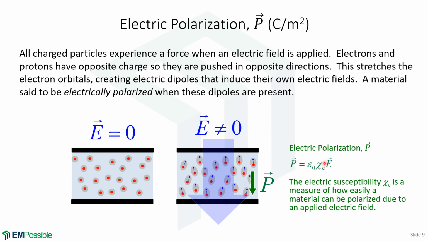We also have this chi term. This is called the electric susceptibility. It does not have any units, and it is a measure of how easy it is to polarize. So if we apply an electric field to a material with a high susceptibility, those electron orbitals will be easily stretched, so it stores energy more easily. Think of that as just the constant of proportionality between E and P, and this epsilon naught is converting the units between E and P.